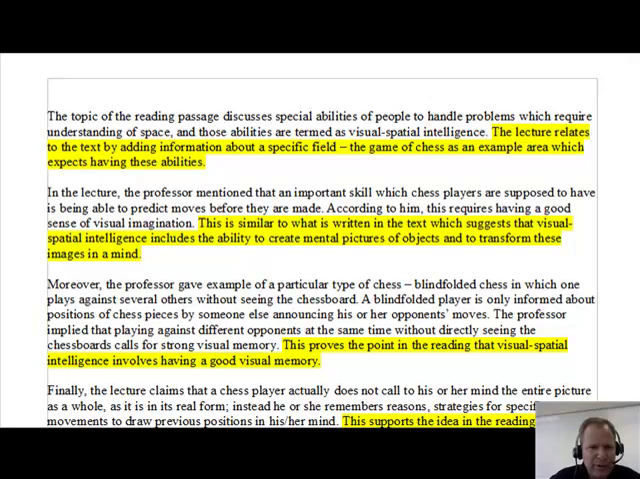This is actually looking pretty good. Now, I don't actually have these specific reading passages that you used, and I don't have the lecture that you used, but in terms of your organization, I think it's working really well.